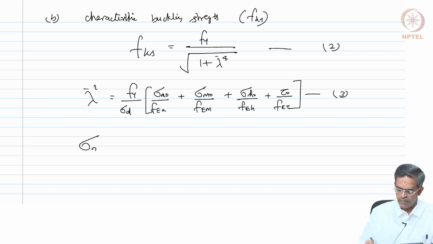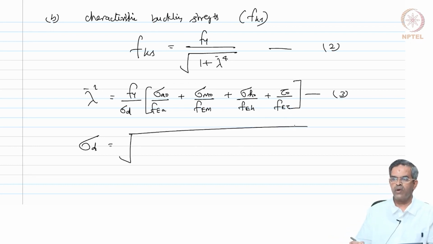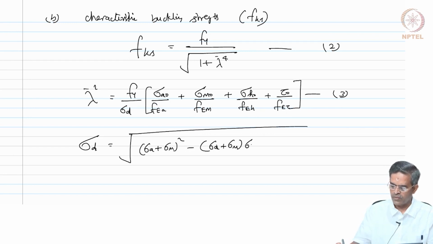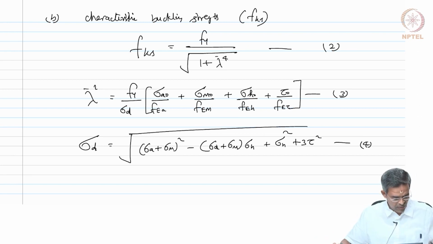And sigma D, the design strength, is governed by the square root of sigma A plus sigma M whole square minus sigma A plus sigma M times sigma H plus sigma H square plus 3 tau square. We call this equation number 4. They are available in the DNV RPC 2002 code. Let us substitute the values.